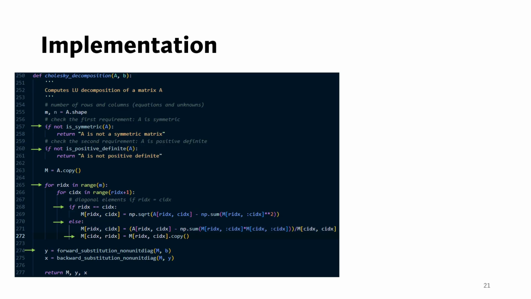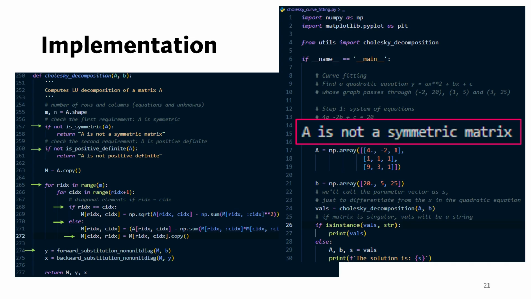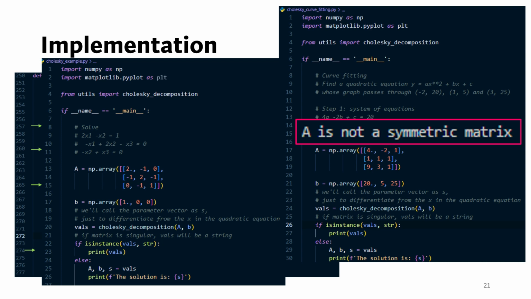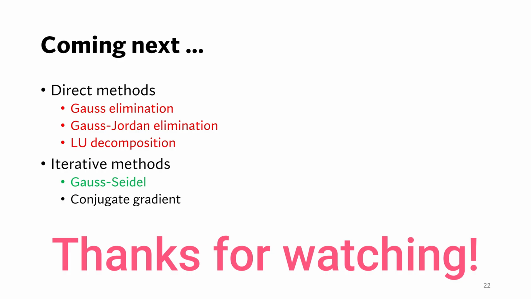Now, if we apply this to our example curve fitting problem, we are told that A is not a symmetric matrix. So we can use any of the previously described method to get the solution. To demonstrate whether the code works, we try to solve another system of linear equations where the coefficient matrix passes the 2 requirements. And we get the correct solution, which suggests x1, x2 and x3 are all equal to 1, which we can verify by placing these values into the equations and checking whether the right hand side equals the left hand side. In the next video, we will discuss the Gauss-Seidel method from the iterative methods class.